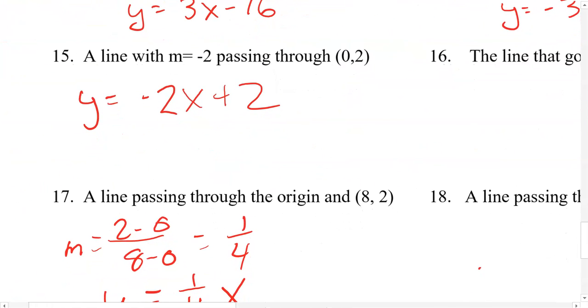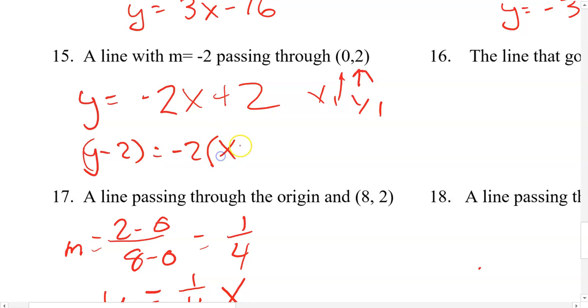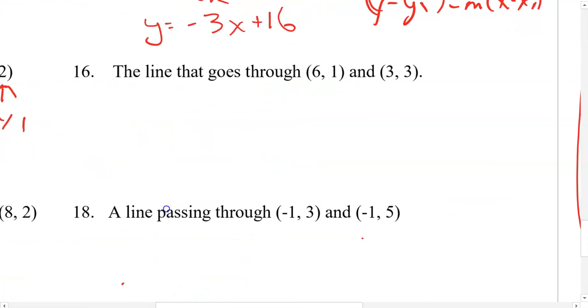15, once again, point slope. Here, y1 is 2, but x1 is 0. So in point slope form, this is actually y minus 2 equals -2 times x minus 0. This one's a pretty easy distribution though. 0 goes away, I get -2x. On the y side, I'll add 2 to both sides to get me into y equals mx plus b, or slope-intercept form.